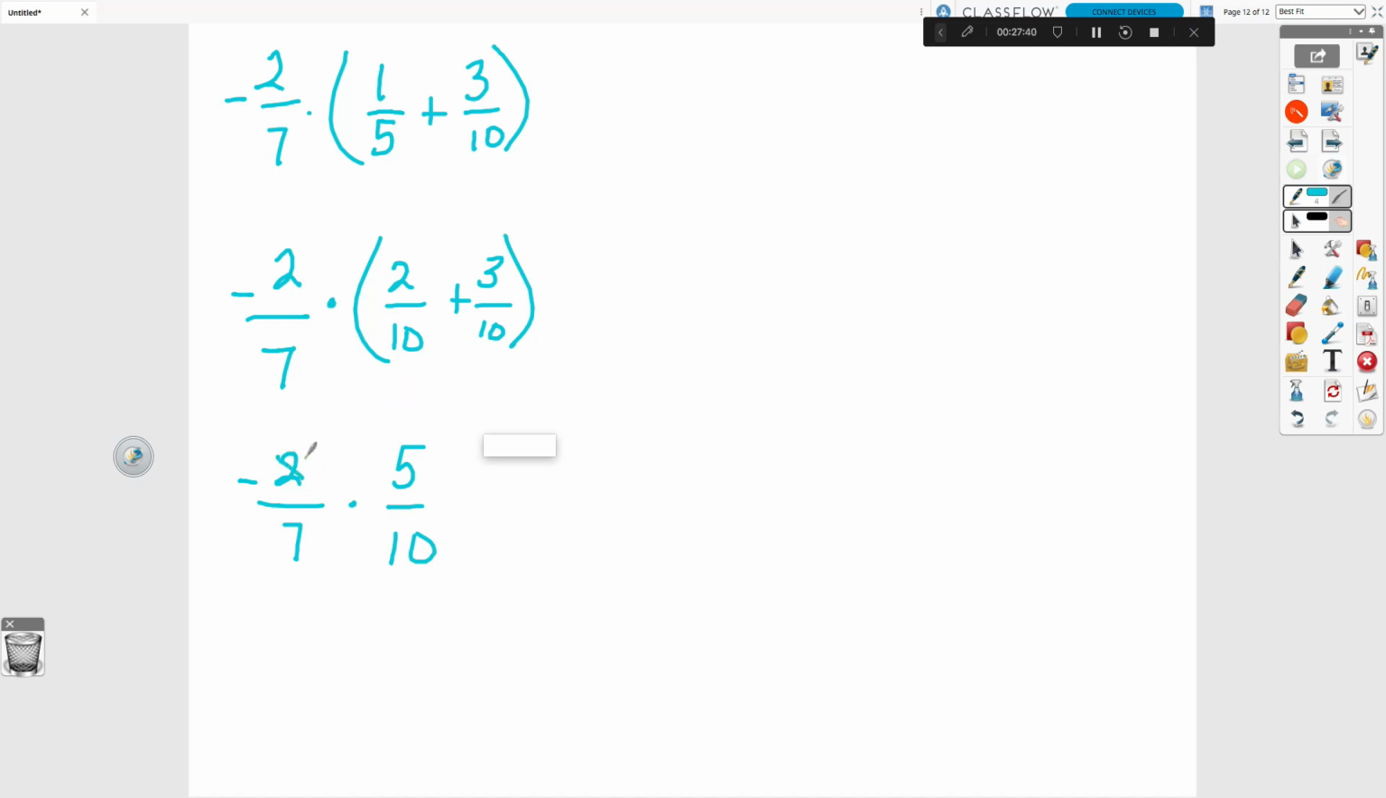All right, let's cross cancel that 2 and that 10. Becomes a 1, that becomes a 5. 1 times 5 is, 7 times 5 is, and that is a, is that in lowest terms? No. Nope. I can reduce that down. They both end in a 5, so I know I can divide by 5. What's 5 divided by 5? 35 divided by 5. So my answer is a -1/7.